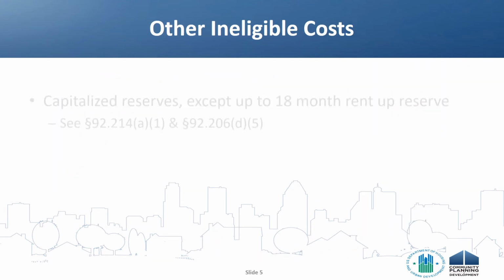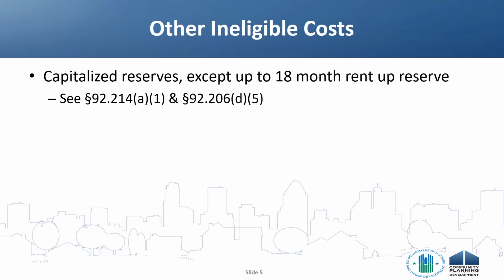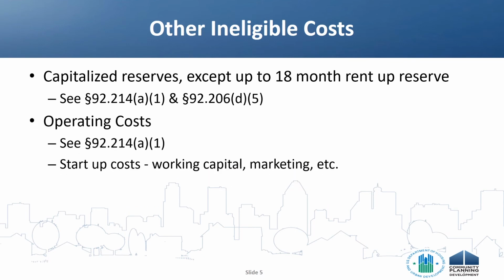Other costs that are ineligible for home include capitalized reserves. The sole exception to this is that home can be used to fund a lease-up or rent-up reserve to cover initial operating deficits occurring in the period between construction completion and break-even operations, not to exceed 18 months. Other common reserves, including a general operating reserve, capitalized replacement reserve deposits, or the like, cannot be paid for with home funds. Home also cannot be used to pay for a project's operating cost, so initial startup costs like working capital or marketing, if those are itemized separately from and in addition to a lease-up reserve, should also be excluded.